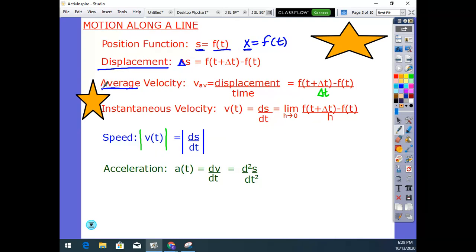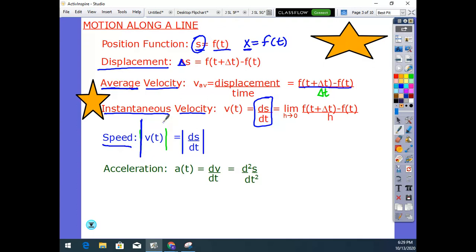Average velocity, important, is the slope of 2 points, the change in our y value divided by our change in time. Now, notice the difference. Average velocity is the slope of 2 points. Instantaneous velocity is the derivative of s, the derivative of position. Speed is the absolute value of velocity.